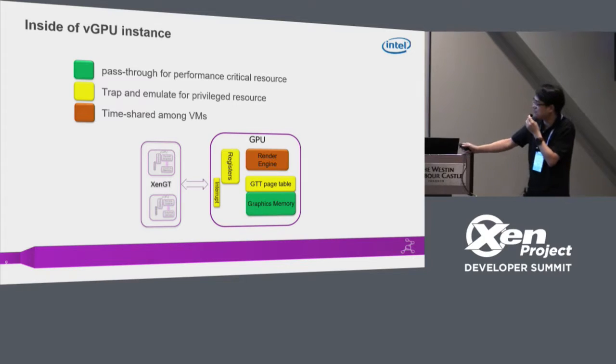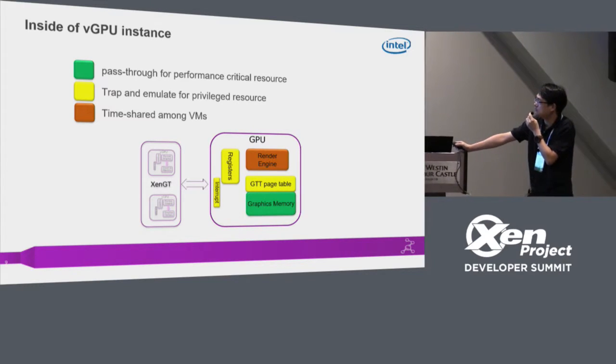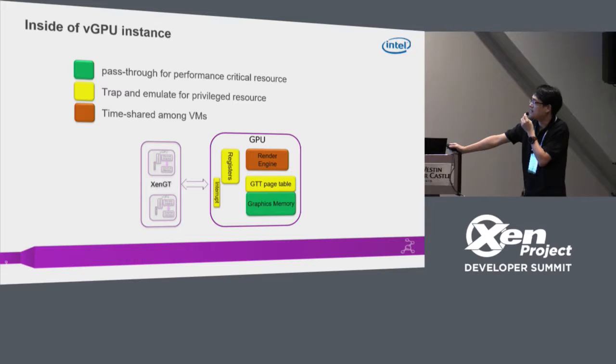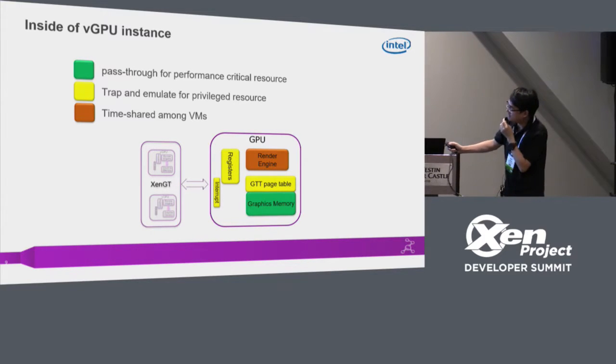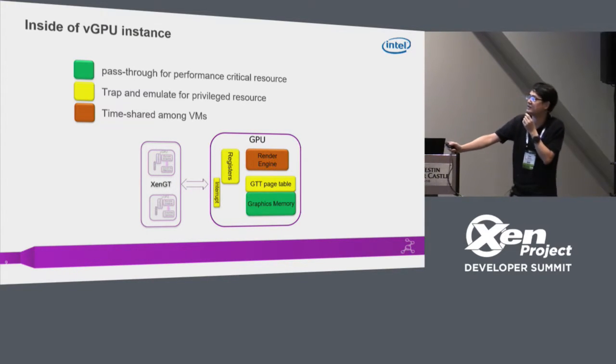The first thing is the yellow part. This includes the MMIO registers and graphics page tables. We call them the GTT page tables. These resources are actually trapped and emulated on the guest side. The green part we call the pass-through region. This is the graphics memory. Once the guest is done setting up the render engines, it can access this graphics memory directly without intervention from the hypervisor.